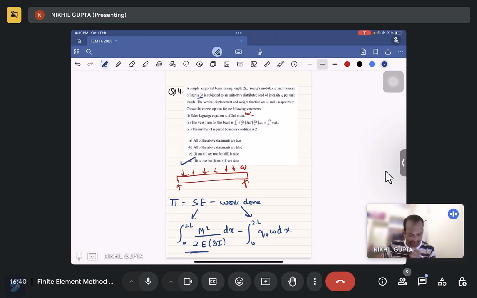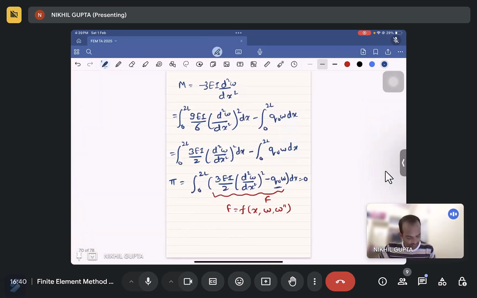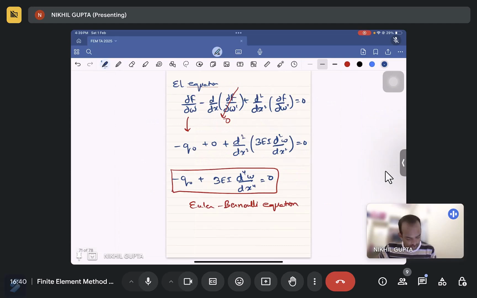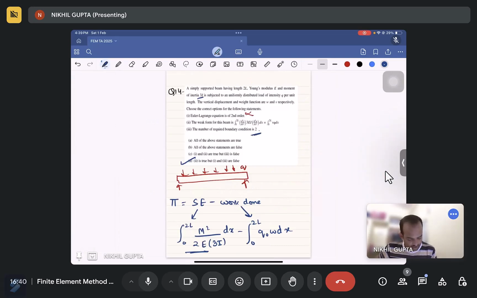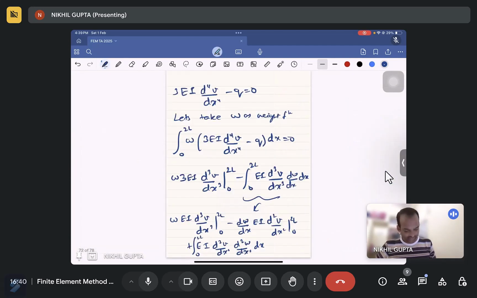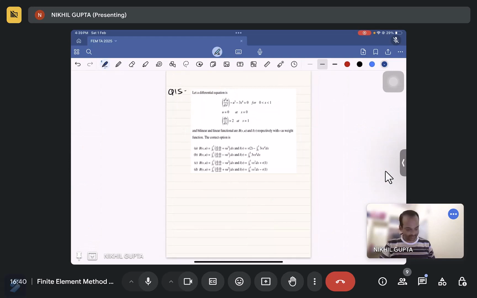3 is false. Okay. Or one. Since it's a 4th degree equation, you require 4 boundary conditions, not 2. So this is wrong, but this is correct. You solve it by hand, you will get the solution. If not, I'll go over 3 again in the next class.